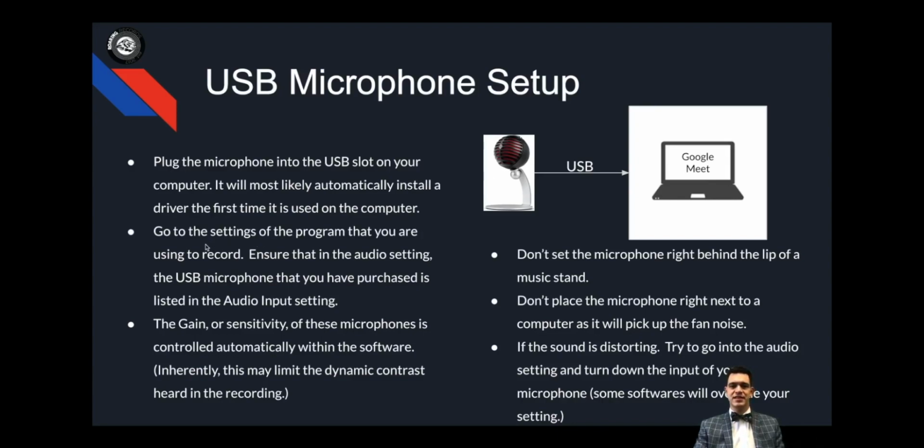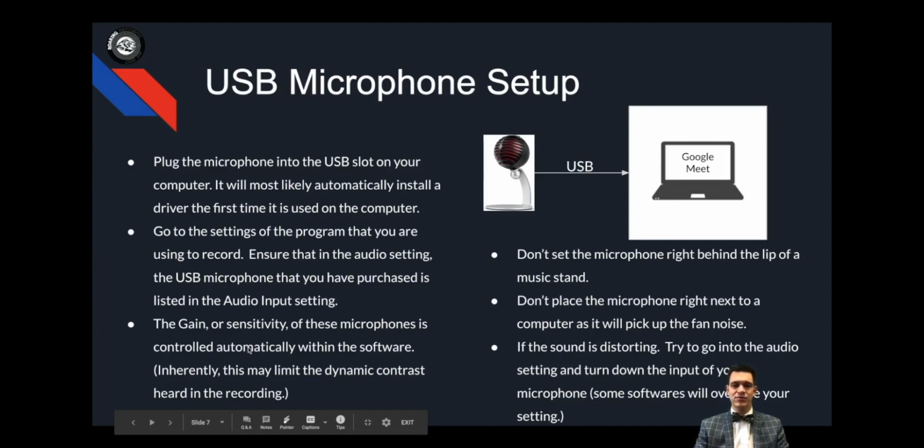Then you would go to the settings portion of the program you want to use, be that Google Meet or Zoom or whatever audio program you're using. Ensure that your audio section settings are set such that the USB microphone is the one that is listed as the input source, audio input source.